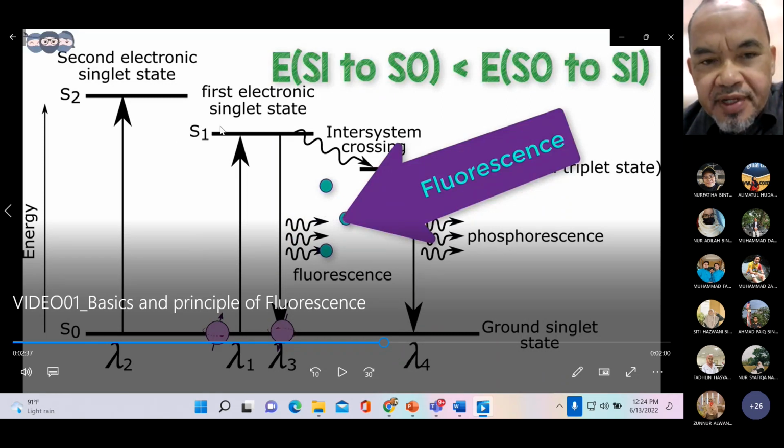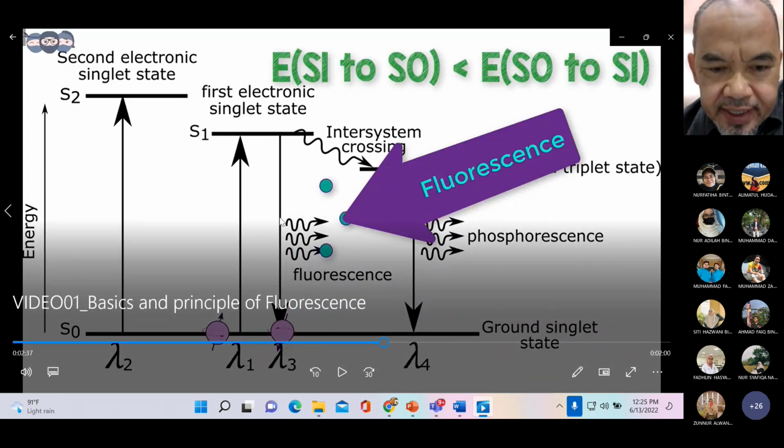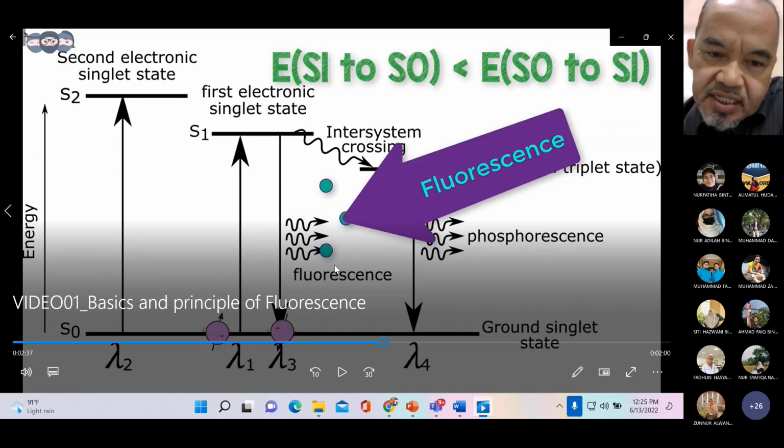So what happens after that? The molecule is going to be here for a while, less than a second, and then it's going to emit the energy. It can go straight down to the ground state again, and it's going to release the light, and this is called fluorescence. That's the first option.